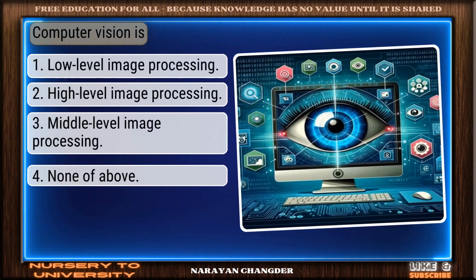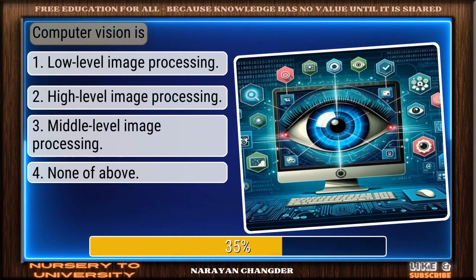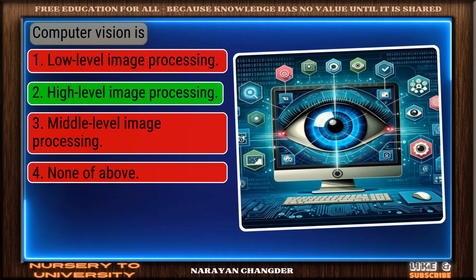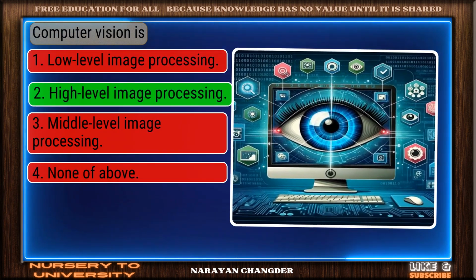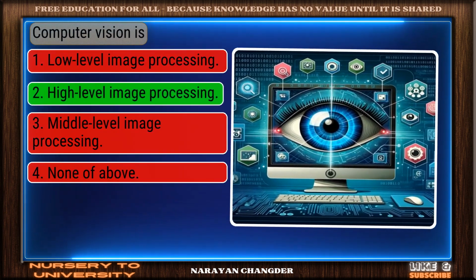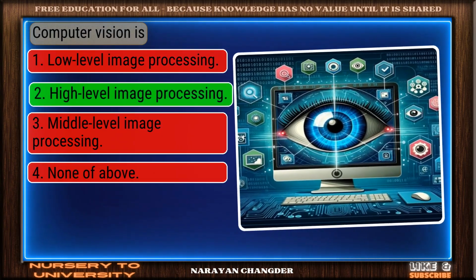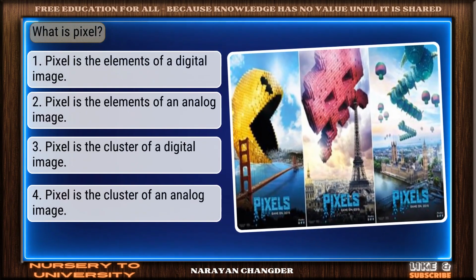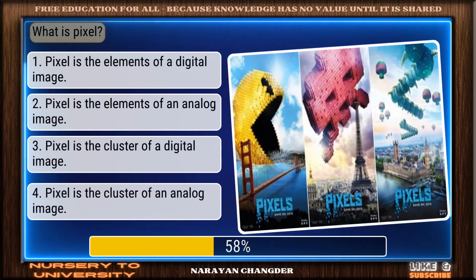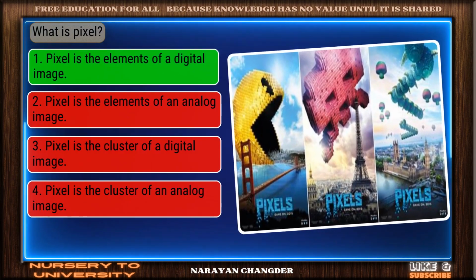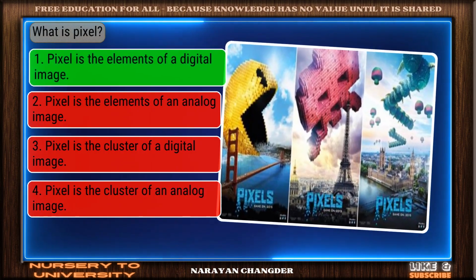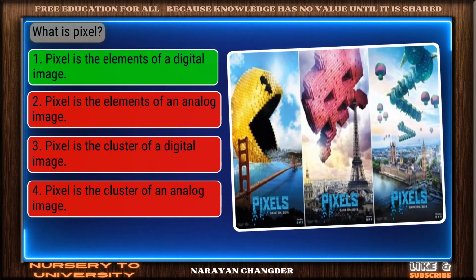Question number 78. Computer vision is? Nice work. You chose high-level image processing, and it is correct. Question number 79. What is pixel? Excellent choice. Pixel is the elements of a digital image is the right answer.